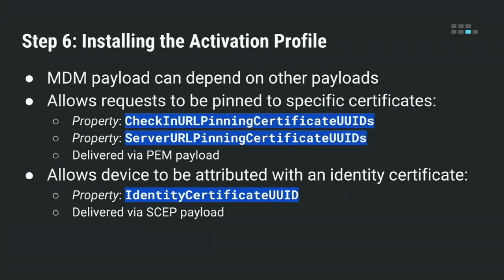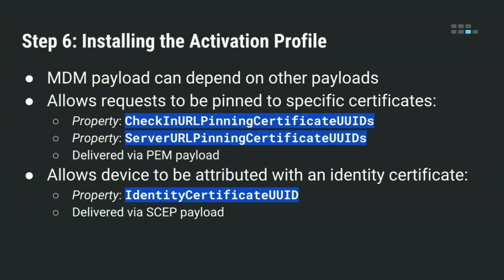What's important to remember here is MDM payloads can actually depend on other payloads. So you might be asking yourself now, how do I pin? I've just introduced two new URLs that are MDM vendors. They're third-party URLs that are not Apple signed. So how do I actually pin those? Well, the answer is fascinating. The MDM payload is allowed to depend on other payloads in the configuration profile. So for example, both the check-in and server URLs have matching properties allowing you to refer to another payload by its unique identifier. And that essentially says the certificate in that payload is the one you should pin to.